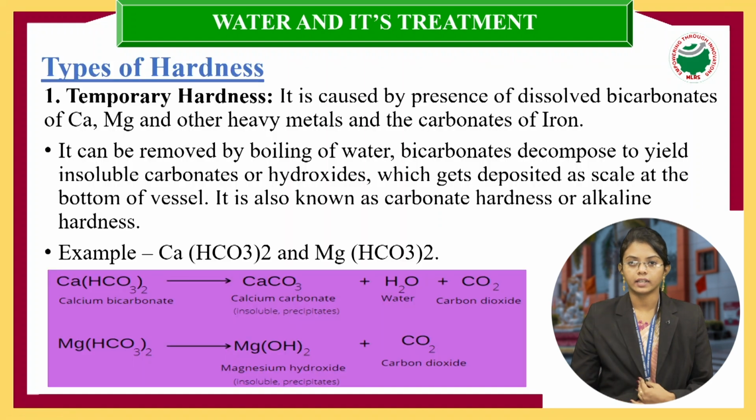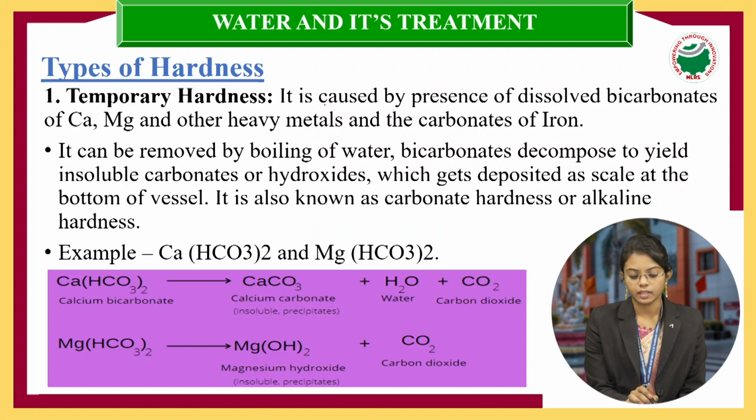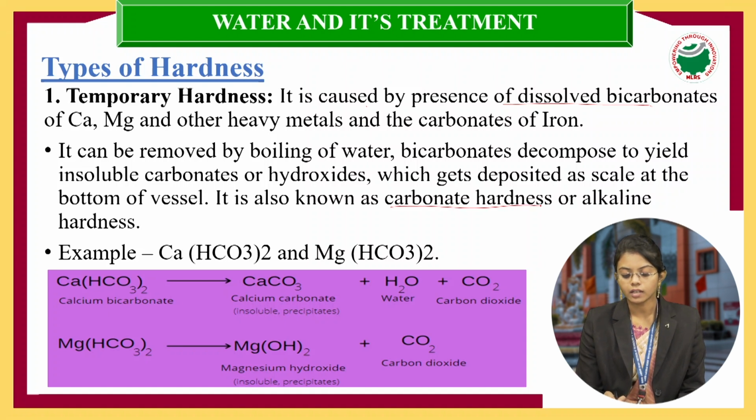Now we'll see types of hardness. The hardness is classified into mainly two types, that is temporary hardness and permanent hardness. First, coming to temporary hardness, from the word we can see temporary, like we can remove it. Temporary hardness is caused by the presence of dissolved bicarbonates of calcium and magnesium and other heavy metals, and we also call this temporary hardness carbonate hardness or alkaline hardness.